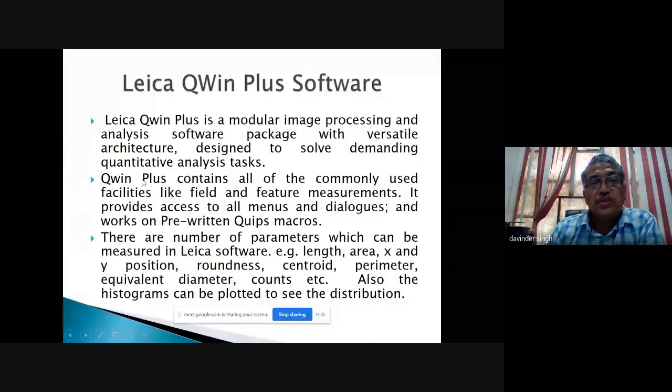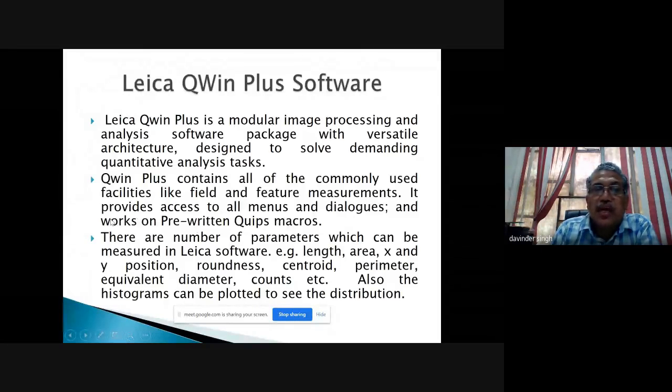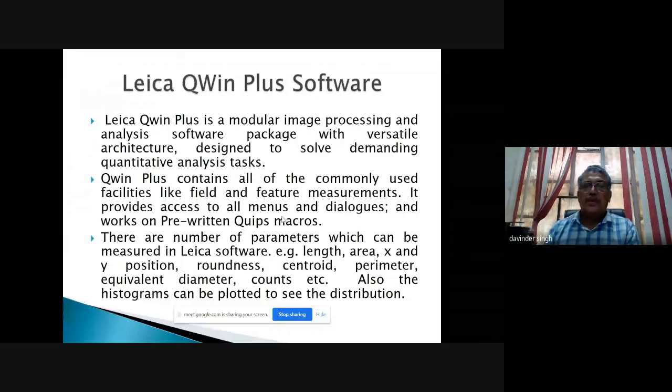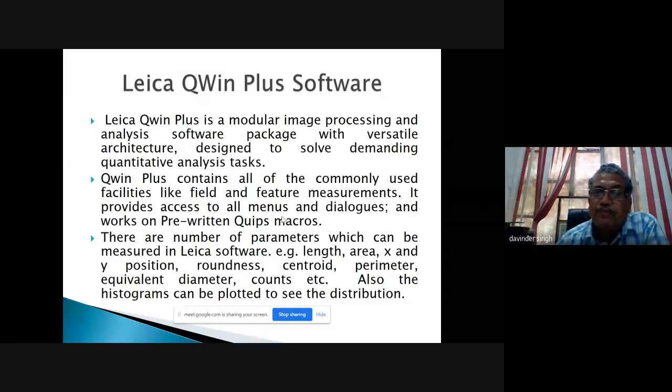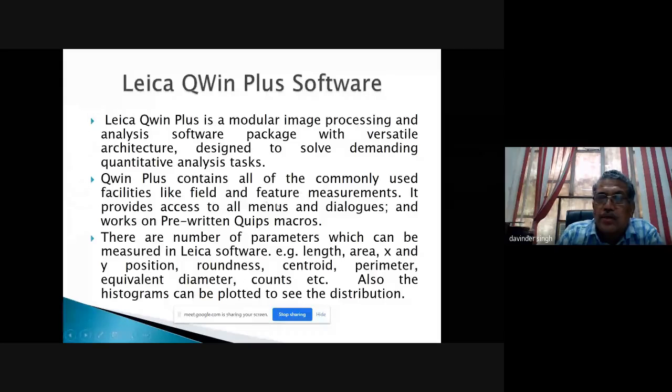So this QWin Plus contains all the commonly used facilities like field and feature measurements. It provides access to all menus and dialogues and works on pre-written QUIPS macros. Means once you decide a type of programming and you give it to the microscope, accordingly it will work with your programming. So you can program whatever you want, what type of measurement you want. So everything you can play with this. You have to write these QUIPS macros in C or C++ generally, or Visual Basic also.